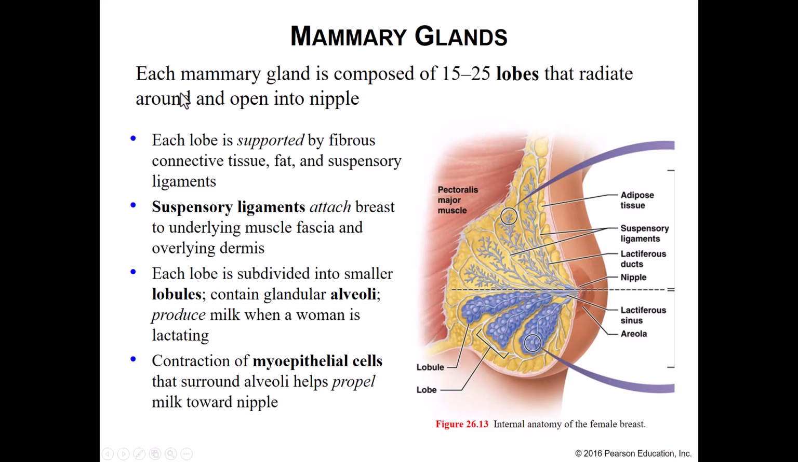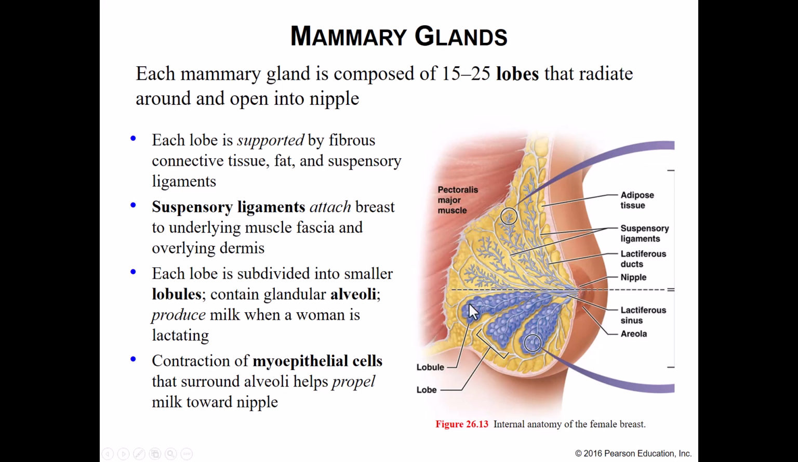Within the breast, you have mammary glands. Each one is composed of 15 to 25 lobes. So these are lobes right here. Each lobe is supported by fibrous connective tissue, these white lines running between each lobe. You have a suspensory ligament that comes together and holds the breast to the muscle fascia underneath.